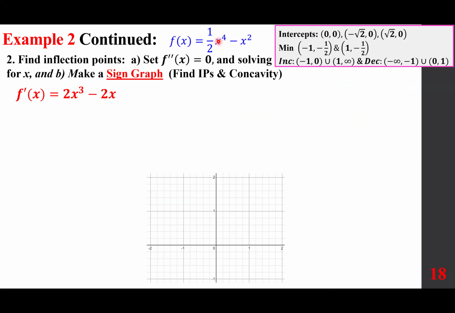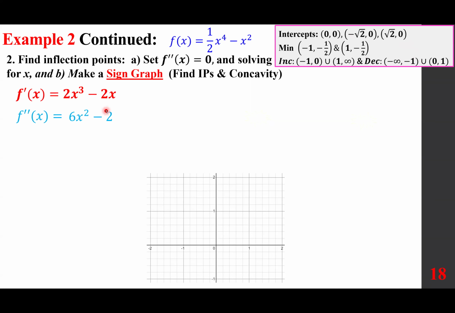So it's the same question, same function. We have already f prime. We have already the intercepts, min, max, increasing, decreasing. So what you see here is the information from before. Now we need f double prime. So 2 times 3, 6x squared minus 2.